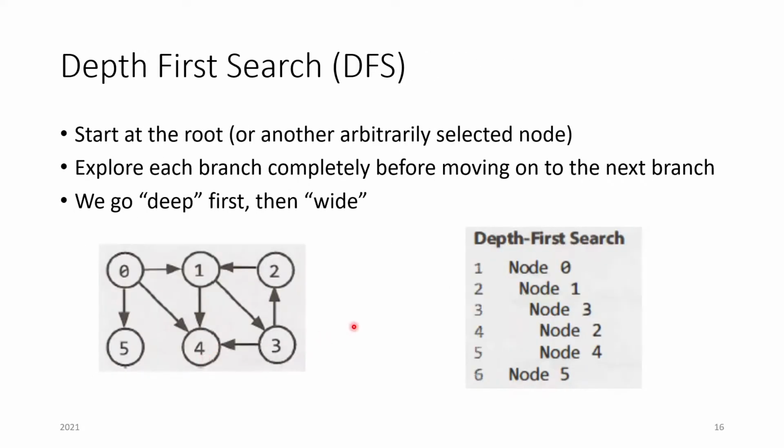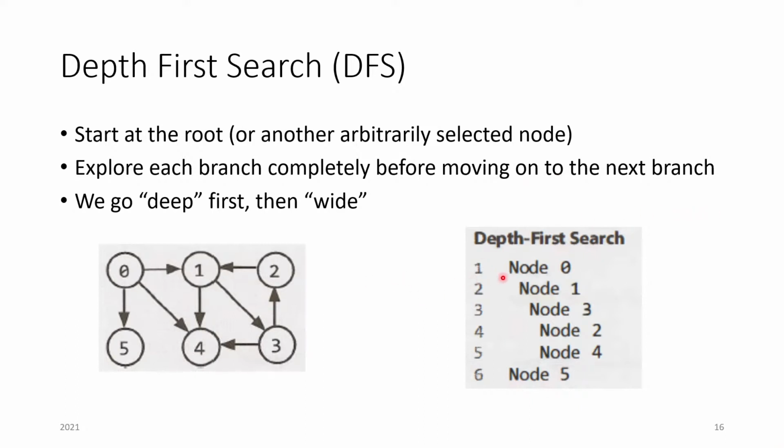Depth first search is where you go deep first, and then you go wide. So you also start at the root node or any node that you select as a root, and you explore each branch completely before you move on to the next possible branch.